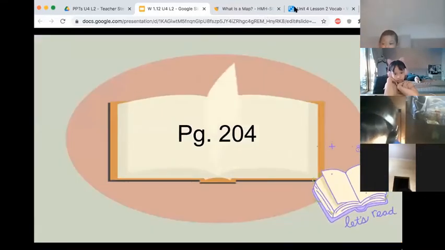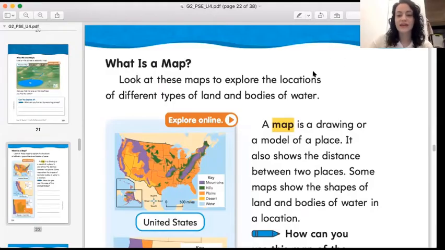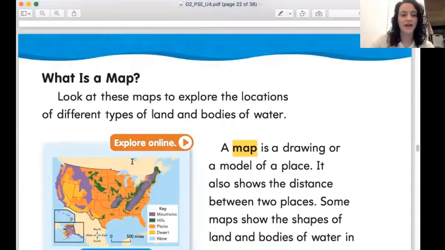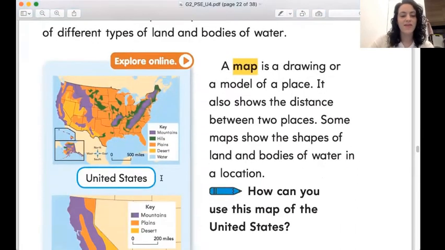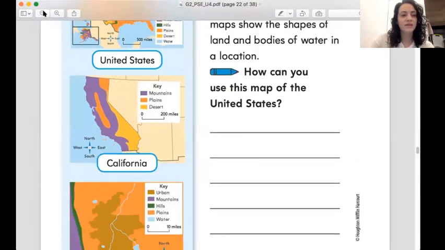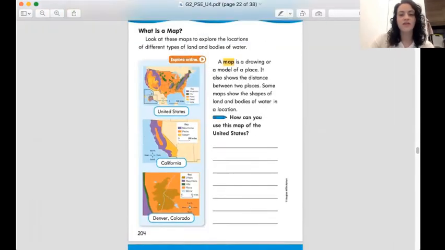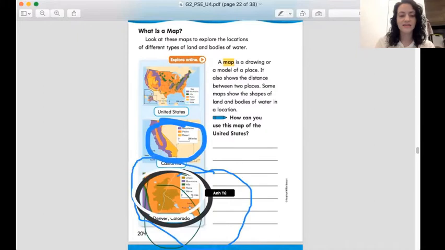So let's actually go to page 204 now. Yesterday, of course, we looked at it, but we didn't really get to look at it. So let's do that now. There we go, much better. Okay, what is a map? Look at the different types of land and bodies of water. So we have a map title, a map key. I would like everybody to please circle on my screen the map of Denver, Colorado. Which map is showing a city called Denver in the state of Colorado?